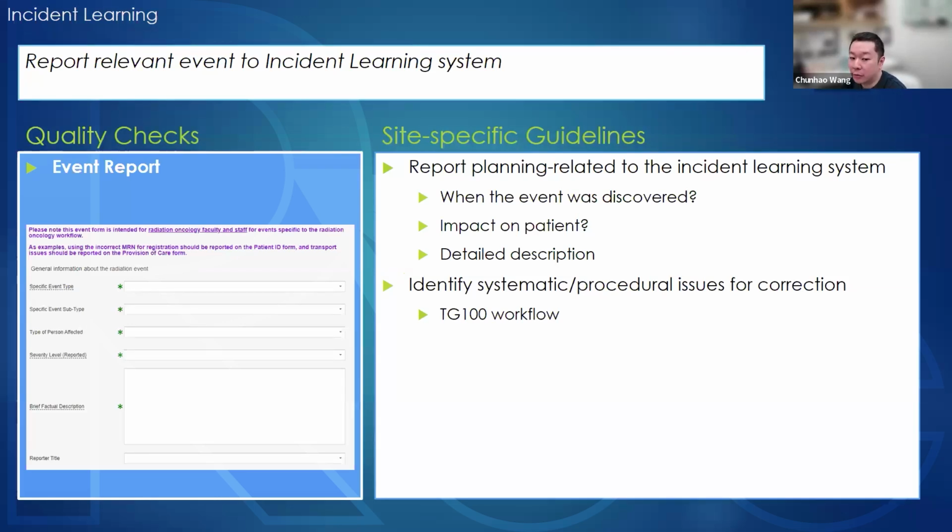And of course, a detailed description of the event, including its nature and how it was discovered. In reality, the most reports we see in our incident learning system are a good catch, which means they have no impact on the patient treatment. The goal of incident learning here is not to pinpoint specific people to hold responsible for each reported event. The goal is to identify the systematic and procedural issues for correction, following our TG100 workflow, which means we are learning from prior cases to improve what we do for our future cases.